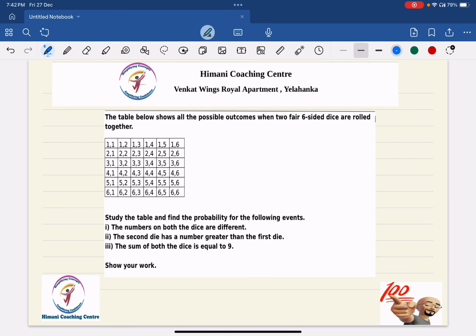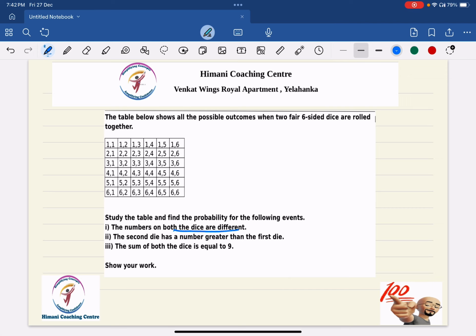Here we are given a table which shows all the possible outcomes when two fair six-sided dice are rolled together. Okay, so they have already given the outcomes, but in many questions you would be asked to draw it. But here we will just use the table given. So we are asked, let's study the table and find the probability for following events. Numbers on both the dice are different.